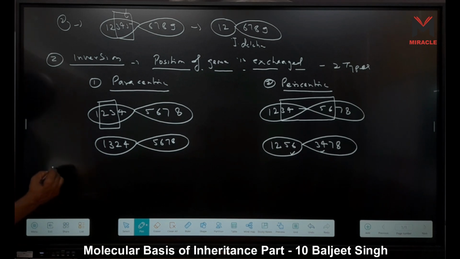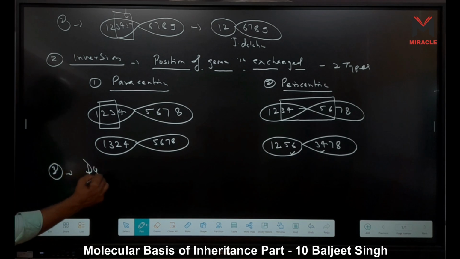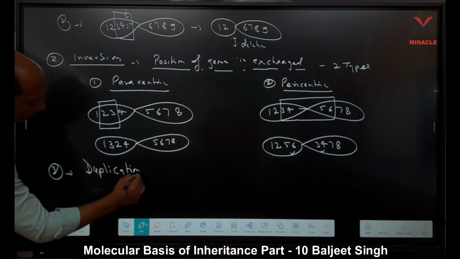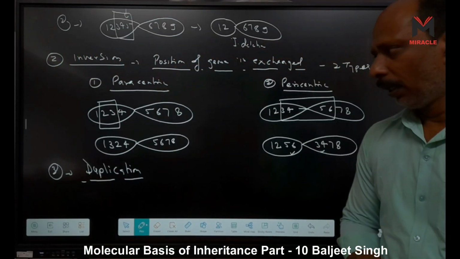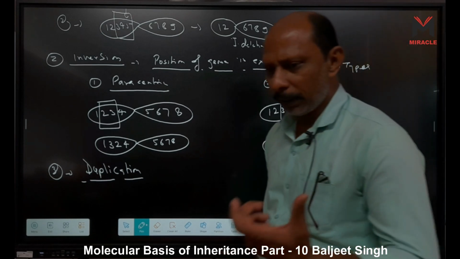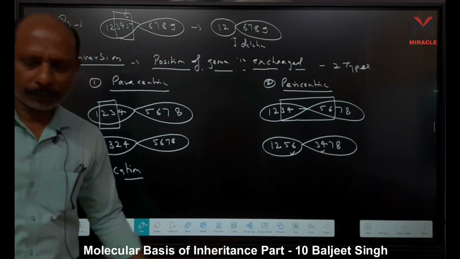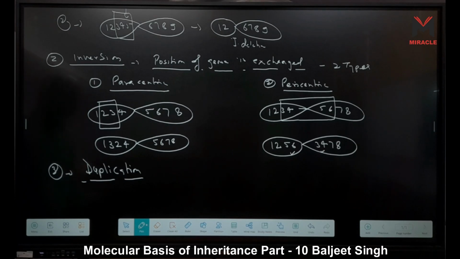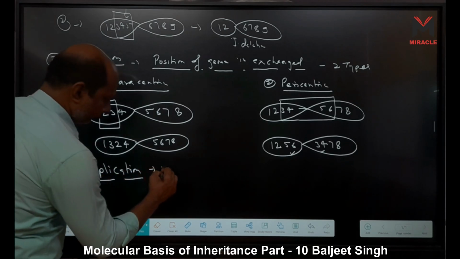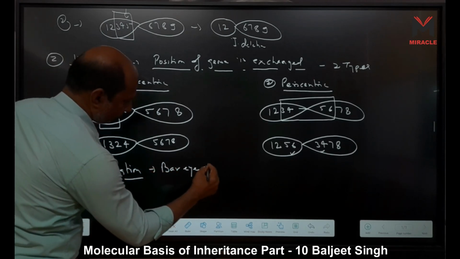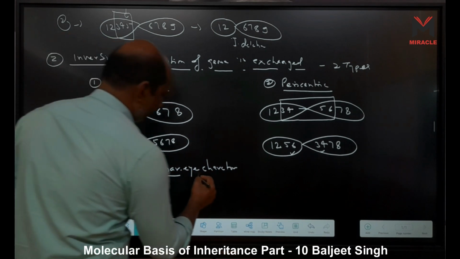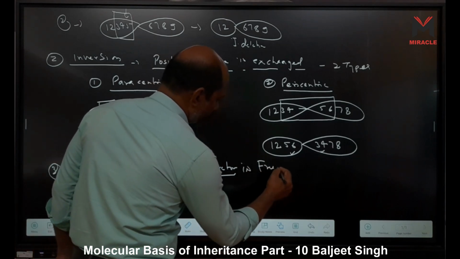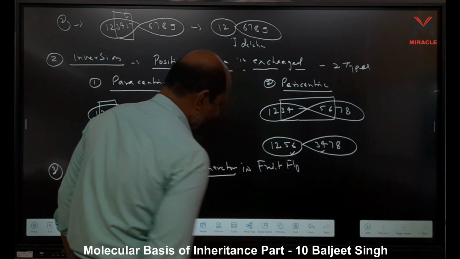Third is duplication. Duplication means repetition. In one chromosome, the same number is repeated many times. That is called duplication, right? As for example, Bar eye character in Drosophila, in fruit fly, scientific name is Drosophila, right?